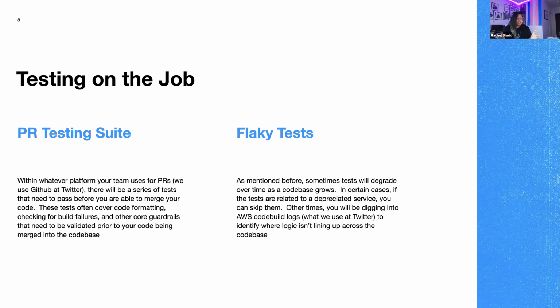And as we mentioned earlier, tests will sometimes degrade over time, especially as you deprecate services or if concurrency fails or whatever. So you have flaky tests. Sometimes you skip them, and sometimes you actually go in and dig into the logs. We use CodeBuild at Twitter, and you sort of figure out what's happening and what's failing so that you can go in and actually fix that logic up so it stops being a flaky test.